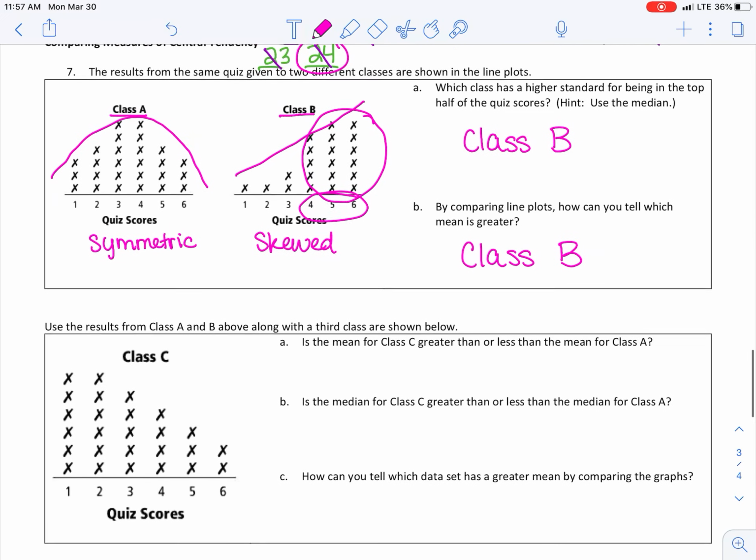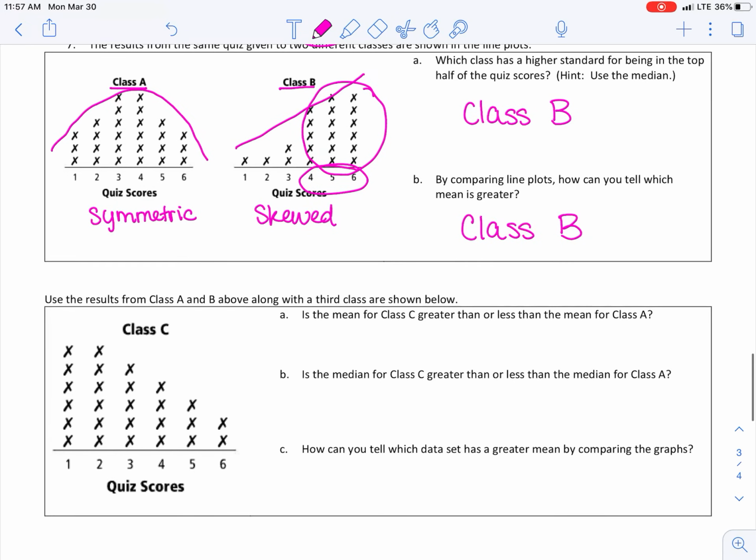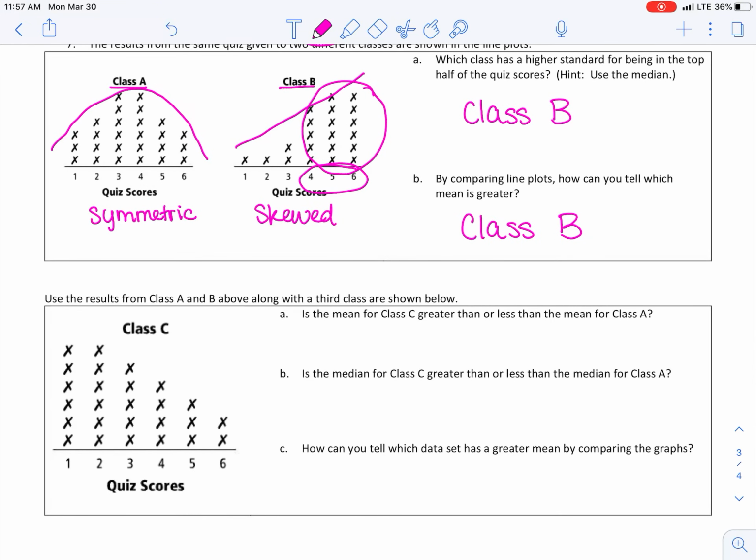Okay, it looks like we need number 7 for this next part. So it says use the results from class A and B above along with a third class. So now we've thrown in a class C. Okay, it says is the mean for class C greater than or less than the mean for class A?